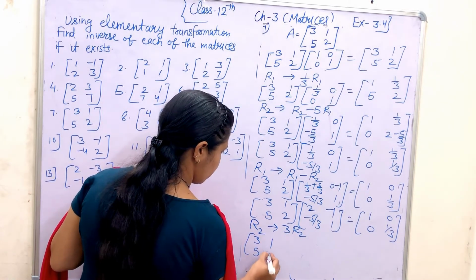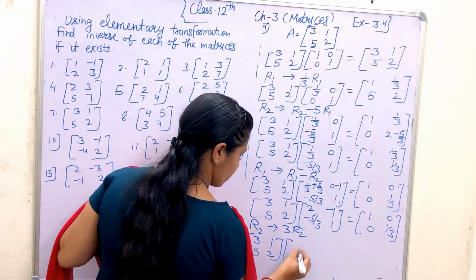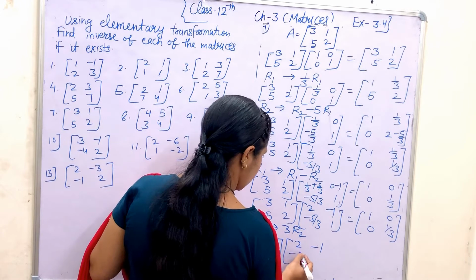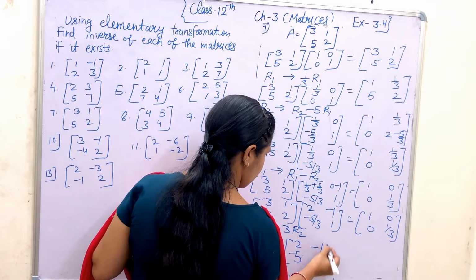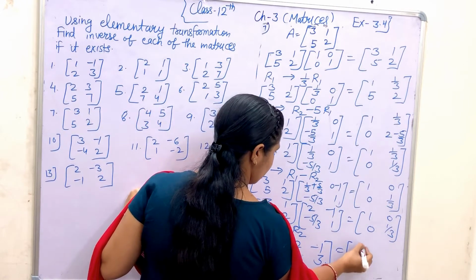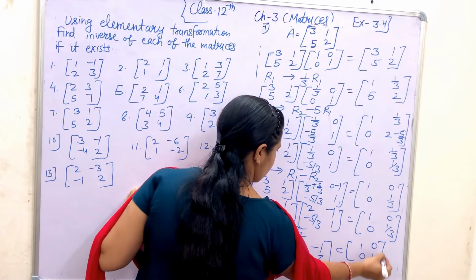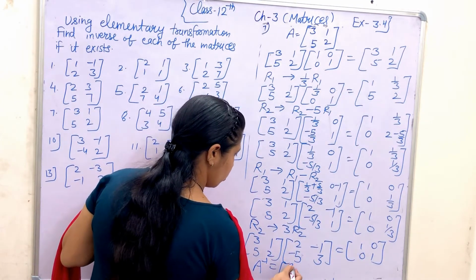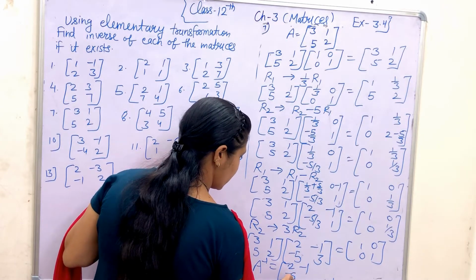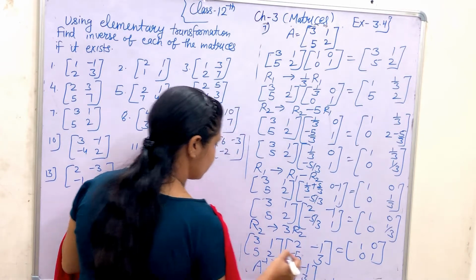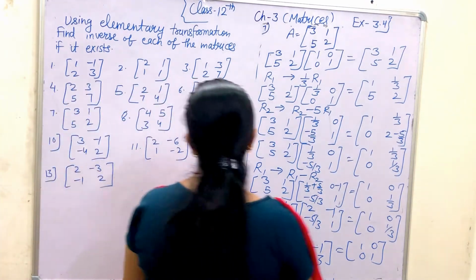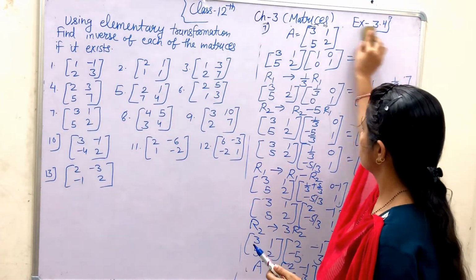3, 1, 5, 2. 2, minus 1, minus 5, 3. Here is 1, 0, 0, 1. So we get our A inverse, that is 2, minus 1, minus 5 and 3. Now the solution of question number 8.